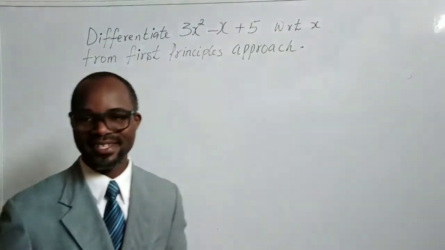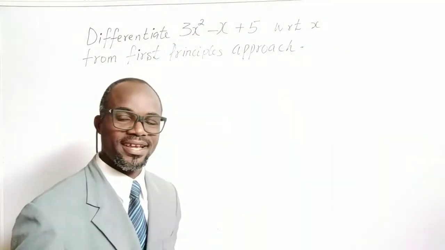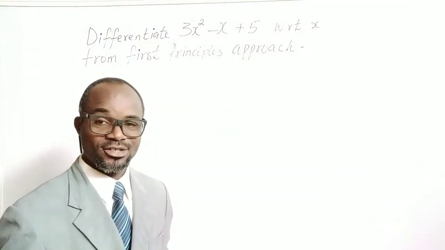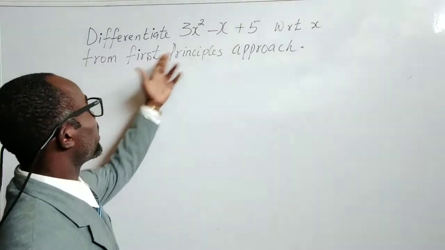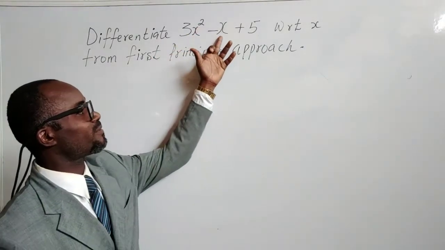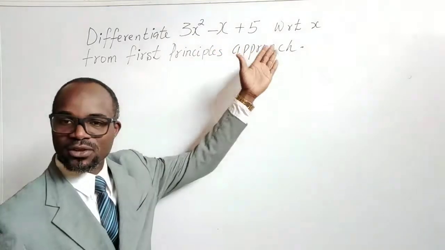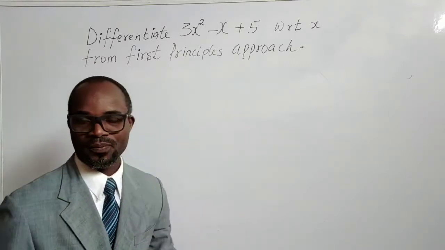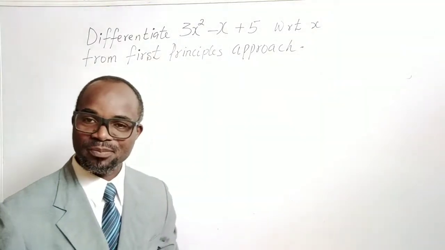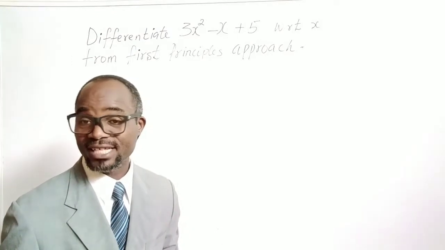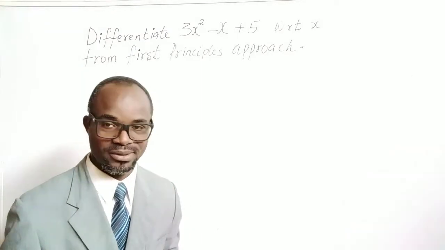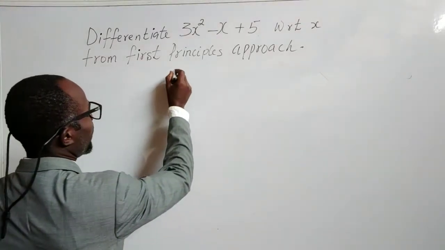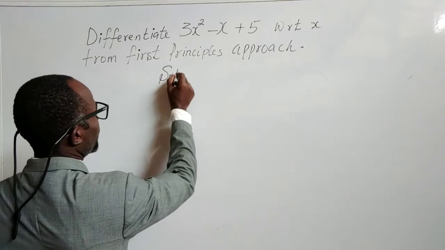Hello, my dear friends. The question on the board has to do with calculus. We have been asked to differentiate 3x squared minus x plus 5 with respect to x from first principles. The approach we are expected to apply has been defined as first principles. So what do we need to do here? First of all, we write solution.